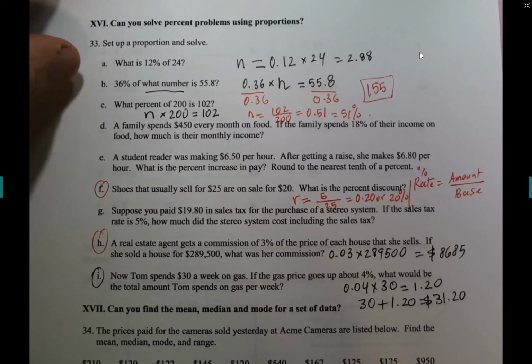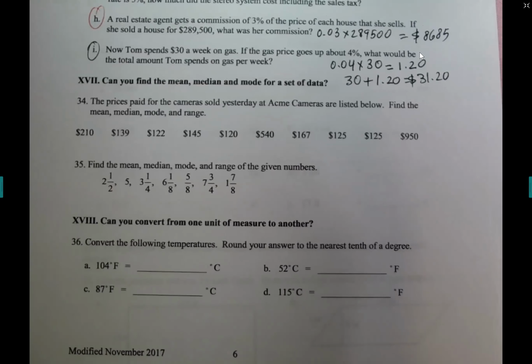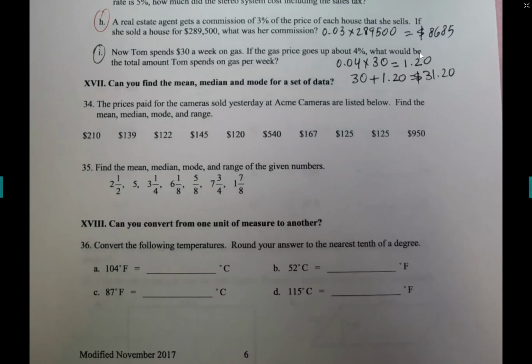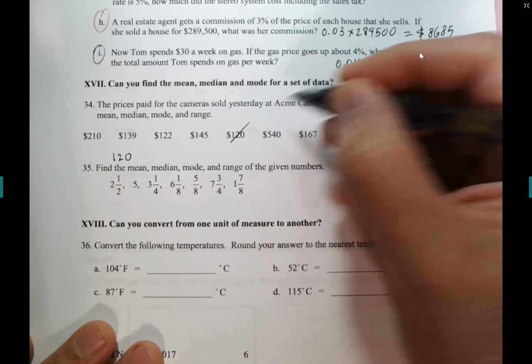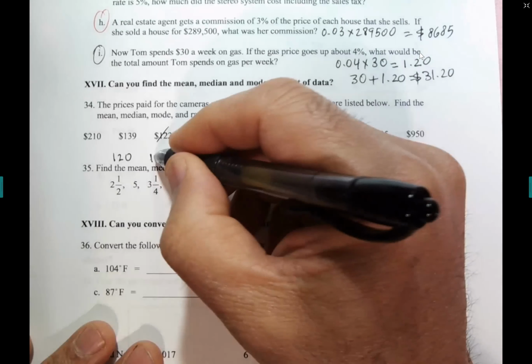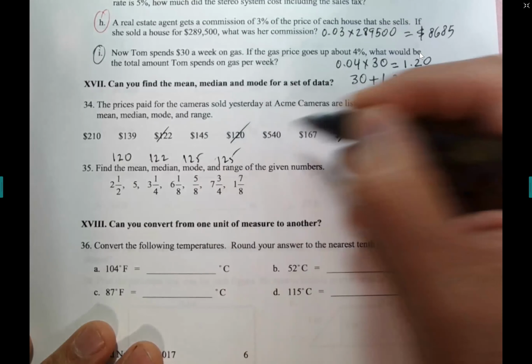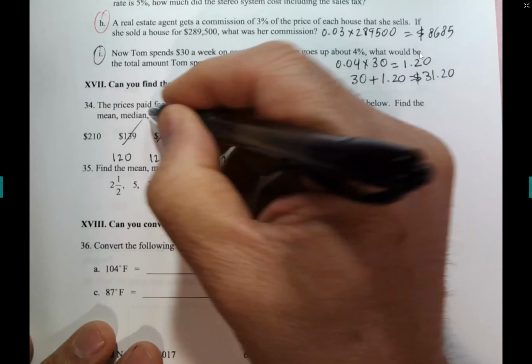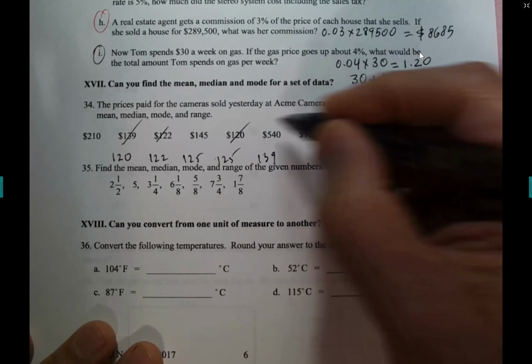All right. How do you find, guys, mean, median, mode, and range? In order to do that, you need to sort the data in order first. So if you have this question, first of all, you have to rearrange your data in order from smallest to largest. So let's rearrange that. I think 120 is the smallest. Then you have 122. Then you have 125. Then you have 139. Then you have 145 or 167.